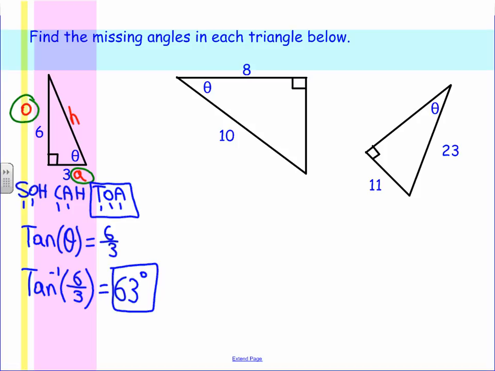First step, every question when you have a triangle already built for you is you need to label your triangles. Opposite, adjacent, hypotenuse. Second step is circle the sides that you know. So I know my adjacent is 8 and I know my hypotenuse is 10, so I circle both those letters.